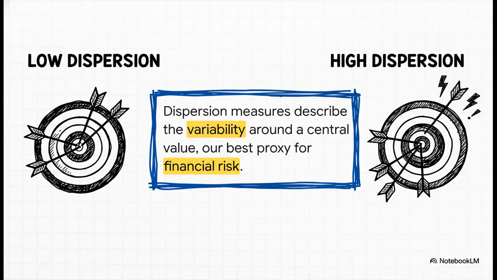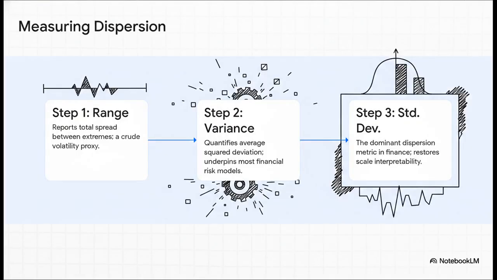This measure of what we call dispersion is basically our best way to get a handle on variability, and in finance, variability means risk. And we figure this out in a few logical steps. First, we just glance at the range. Super simple, just the highest value minus the lowest. Then we get way more serious with variance, which is the powerhouse behind most risk models. But the one you'll hear about constantly is standard deviation. It takes all that power from the variance and puts it back on a scale that we can actually relate to our data. There's a reason this is the king of metrics in finance.